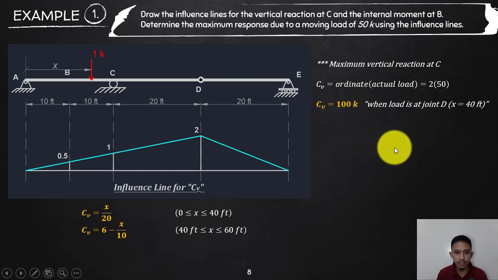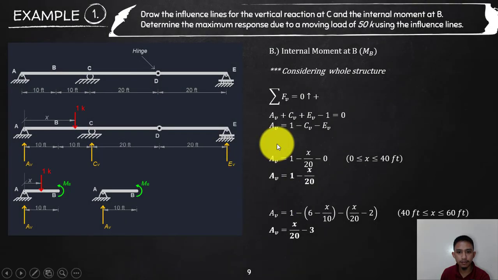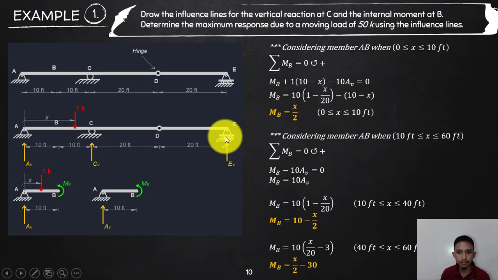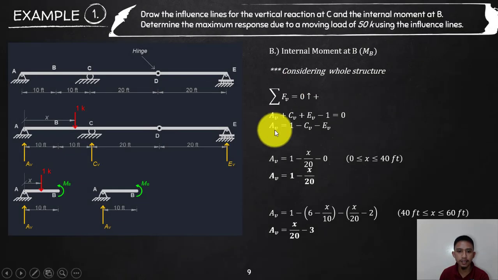Okay, so that is the analysis using the influence line. Okay, so let's try to have one more. This time we will try to have... no, we are not yet done, since we are still on A. We need to calculate the internal moment. Okay, so let's proceed with the internal moment.